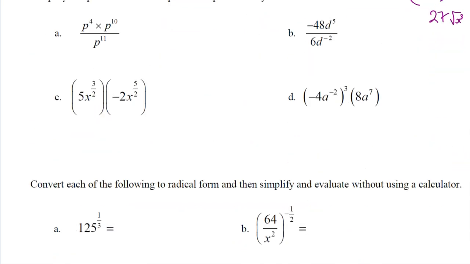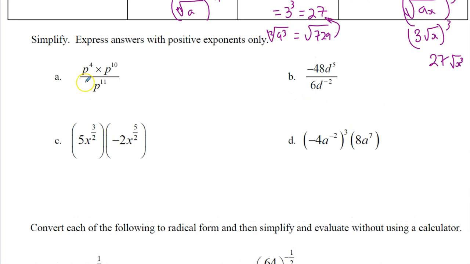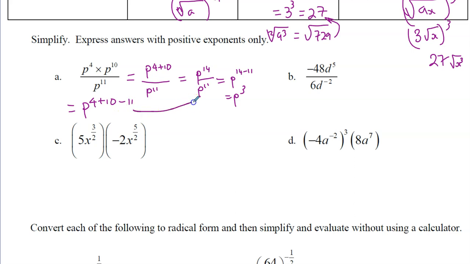Simplify, express answers with positive exponents only. Okay. So p to the 4 plus 10. Multiplying, we add the exponents. P to the 14 over p to the 11. We are dividing, we subtract the exponents. And we get p cubed. Now, if you want to go there directly, you can just say it's p, so I'm multiplying, so 4 plus 10, and then I'm dividing, minus 11. Okay, that'll take you right there.